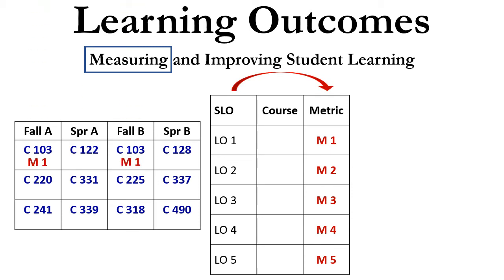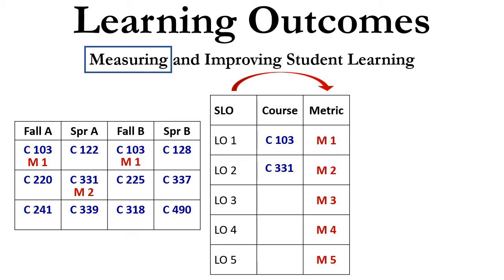Let's say that there is an assignment in C103 which assesses the student's ability, assesses their learning in learning outcome 1, right? Okay, great. Well, then all you have to do is name that course corresponding to metric 1, right? Piece of cake. Let's say course 331. It has an assignment or has some kind of task for the students that measures learning outcome number 2. Well, then you can put it in that space there.